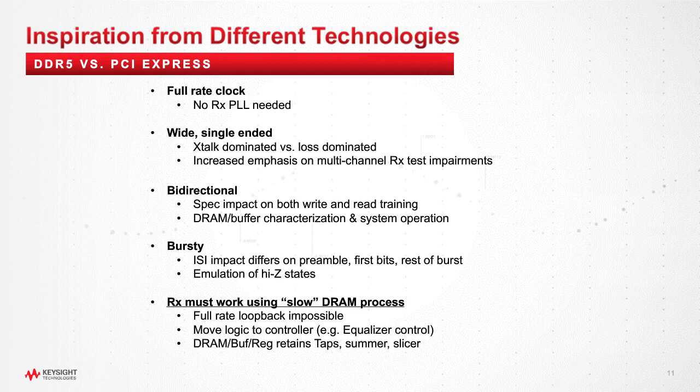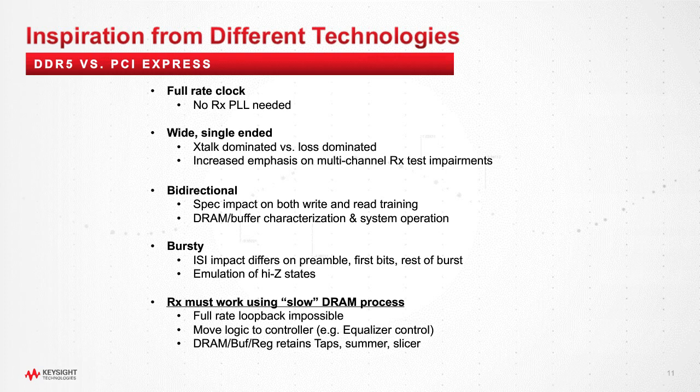You've got very little crosstalk to deal with between the channels, whereas memory is notoriously dominated by crosstalk, and it's much more important than signal loss in generating eye closure. So there has to be more emphasis on crosstalk-oriented multi-channel interference impairments when specifying and characterizing the eye.